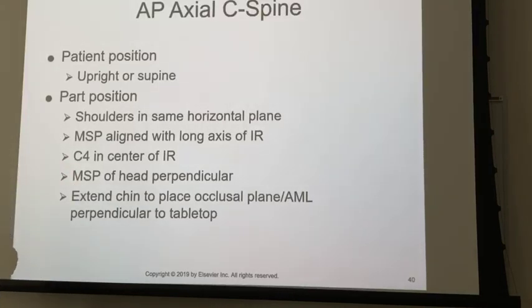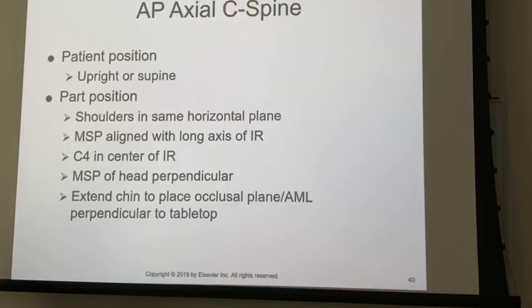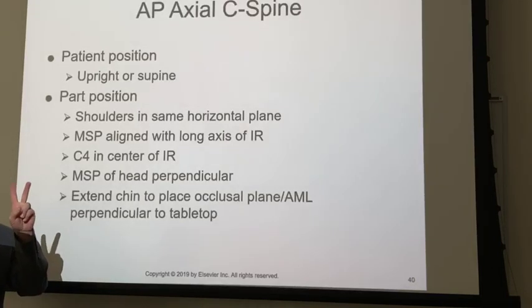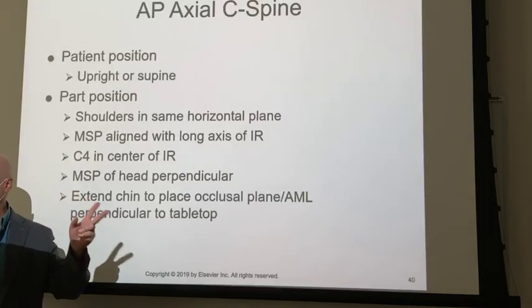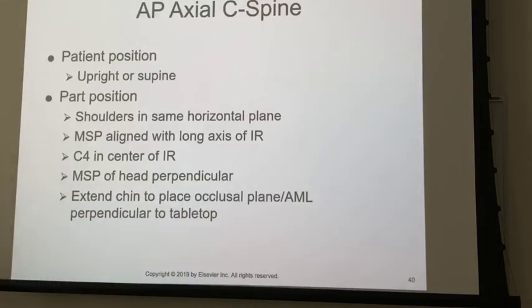So again, it's always going to be an axial. Upright or supine, shoulders in the same horizontal plane, mid-sagittal plane aligned with the long axis of the image receptor. C4 in the center of the image receptor. So how many vertebrae do you have in the cervical spine? You've got 7, right? So 1, 2, 3, 4. So you've got 3 before and 3 after. What does that mean you're shooting to? The middle of the C-spine, right? So just count your C-spine. And that should correspond pretty closely to the thyroid cartilage.